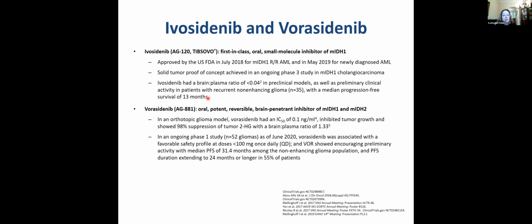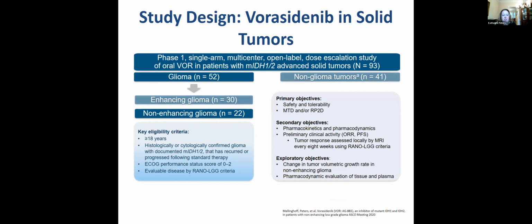We have studied it in recurrent non-enhancing gliomas, and it did improve progression-free survival, but it's very hard to get across the blood-brain barrier, and you have to give very high doses of the agent to achieve any kind of response. So a second-generation compound is called vorasidenib, an oral, potent, reversible, brain-penetrant inhibitor. It inhibits both the IDH1 and IDH2 enzymes, and it very easily crosses the blood-brain barrier. I'm going to show you some data in regards to that agent.